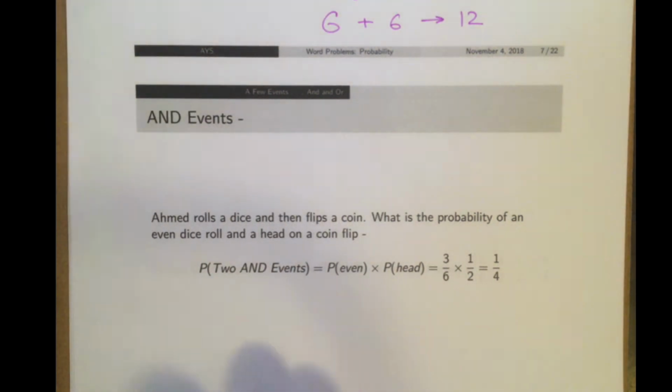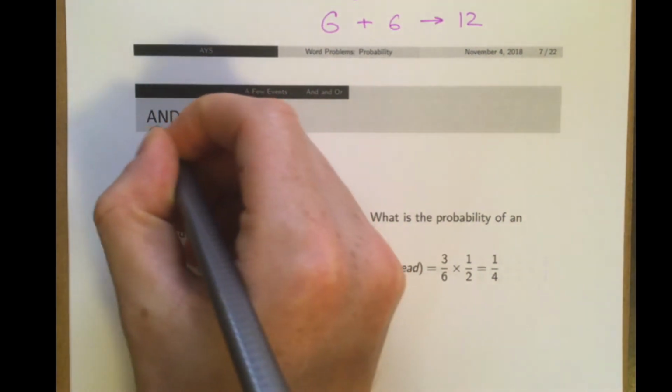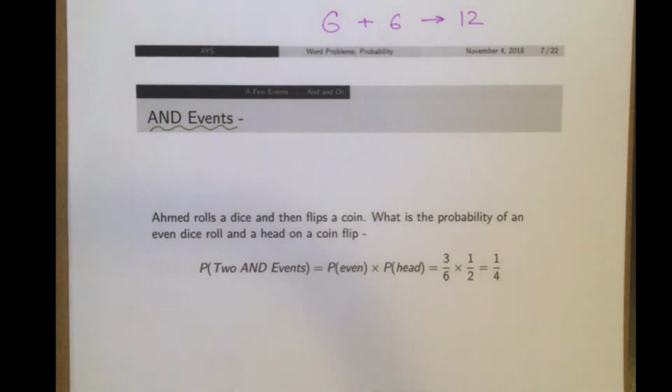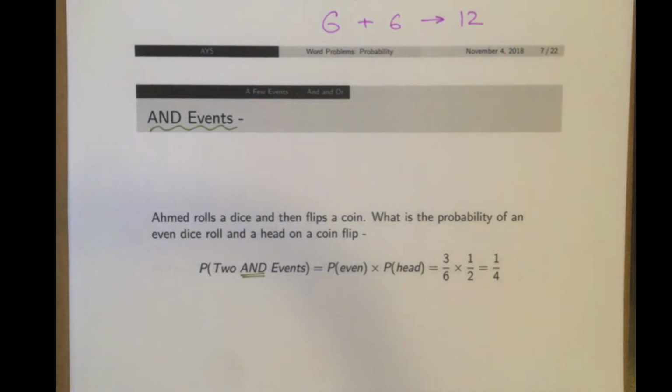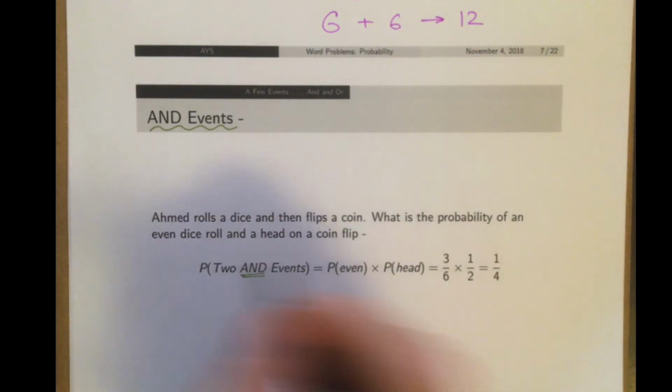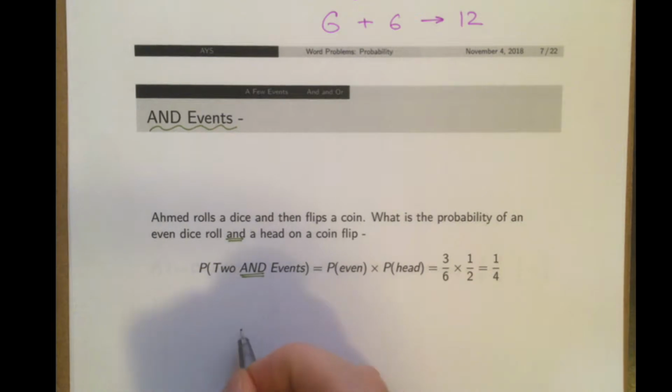Okay, so let's go ahead and talk about AND events. Sometimes you're not talking about a single event, you're talking about multiple events, and they're connected by AND. The rule of thumb is if two events are connected by AND, you multiply the probabilities. So Ahmed rolls a dice and then flips a coin. What is the probability of an even dice roll and a head on the coin? As soon as I see the word AND, I know it's going to be a multiplication. So I say probability of even times the probability of heads. The probability of even, we've talked about that, 3 over 6. The probability of heads on a coin is 1 over 2.